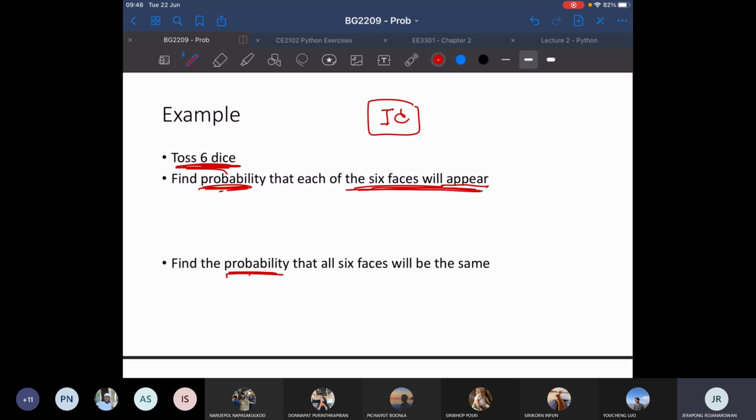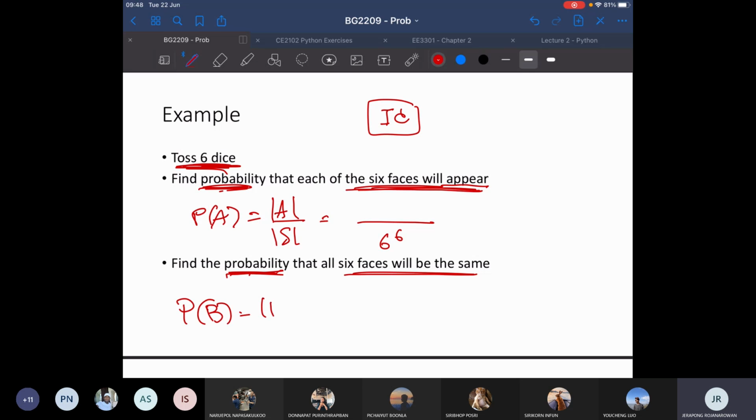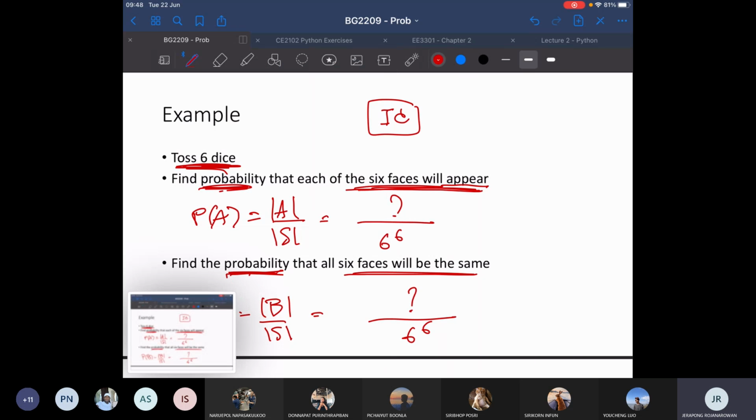This one is: find the probability that you're gonna get all the same, like 1 1 1 1 1 1, 6 6 6 6 6 6, 2 2 2 2 2 2, stuff like that. Okay, so this one you can write P(A) is the absolute value of A over the absolute value of S. The absolute value of S is gonna be 6 to the power of 6, right? P(B) is the absolute value of B over the absolute value of S, again 6 to the 6. You have to find this and this.